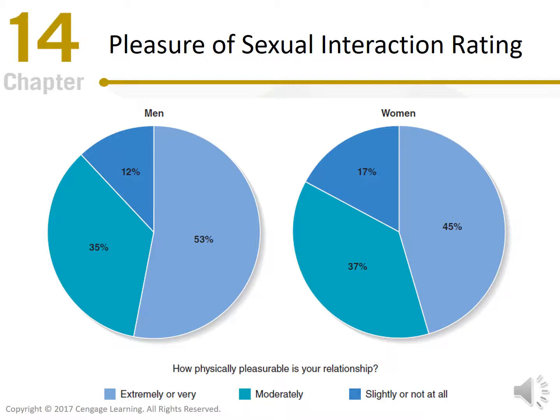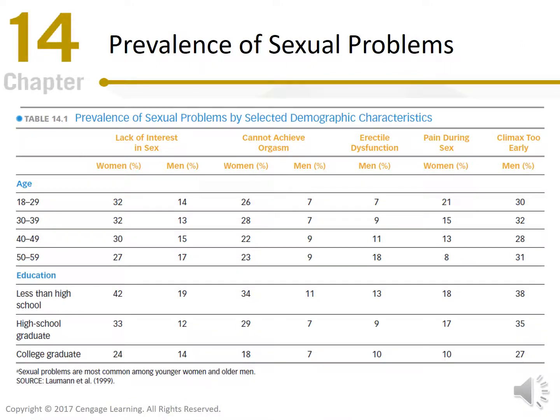Pleasure of sexual interaction ratings. In Figure 14.1, men and women worldwide were asked, how physically pleasurable is your relationship? The Pfizer Global Study of Sexual Attitudes and Behaviors, the first worldwide study of its kind, surveyed more than 26,000 men and women in 29 countries around the globe. Table 14.1 reports the prevalence of sexual problems by selected demographic characteristics. Sexual problems are most common among women and older men.